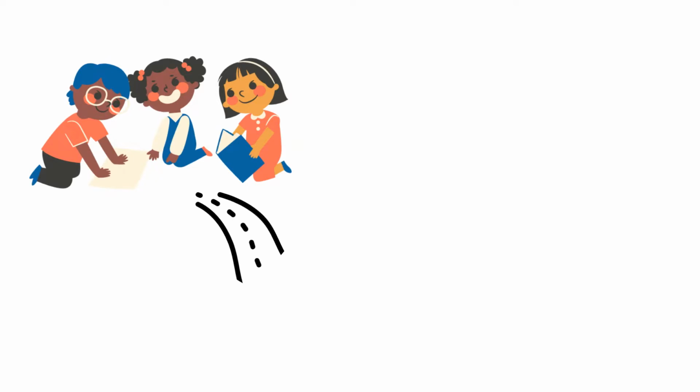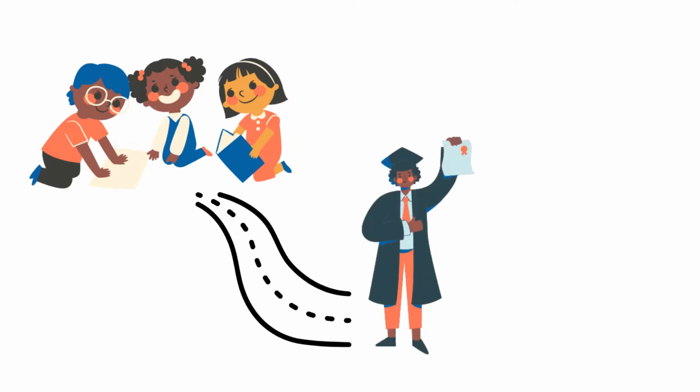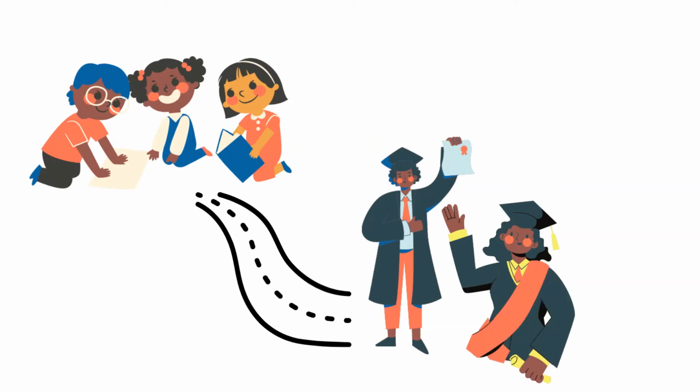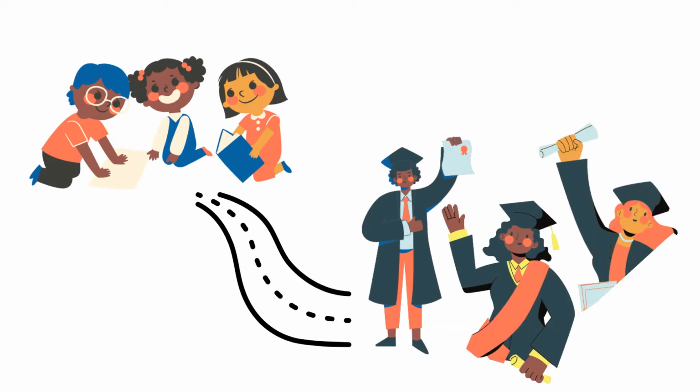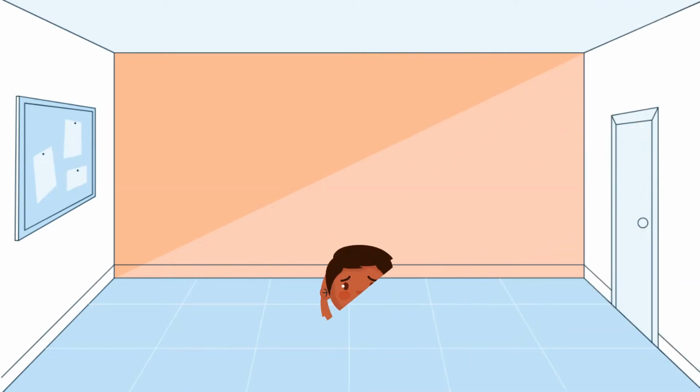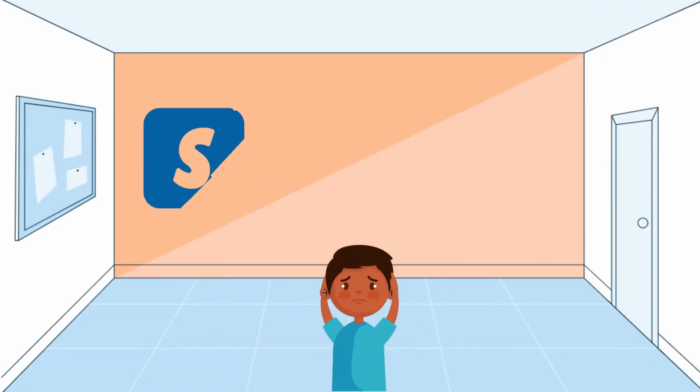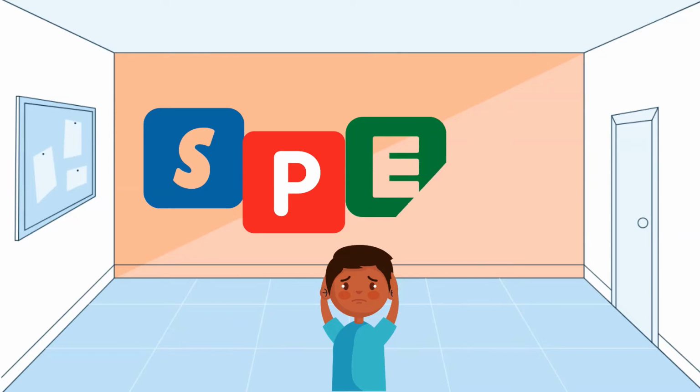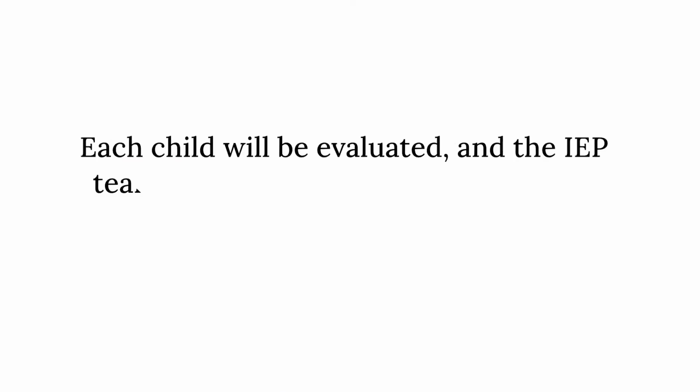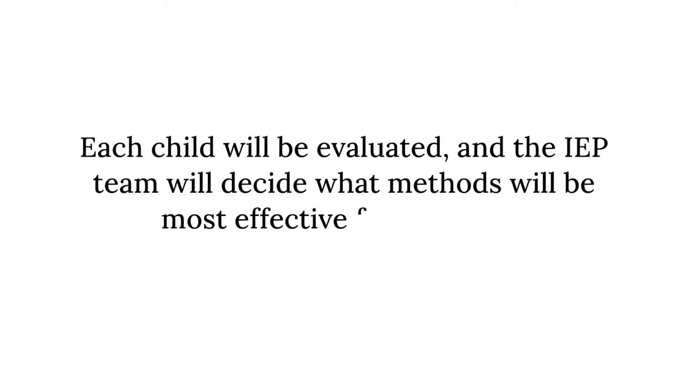Being involved in special education does not mean that you are not on the high school or diploma track. It also does not mean that you will necessarily be in a separate or segregated learning environment. Each eligible child will be evaluated, and the school-based team will decide what methods will be most effective for that child's academic and developmental goals.